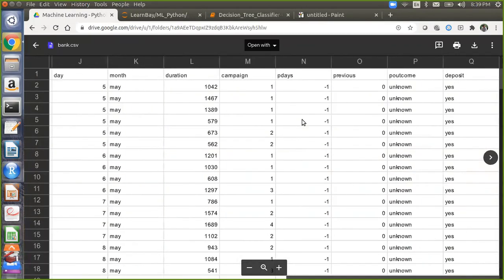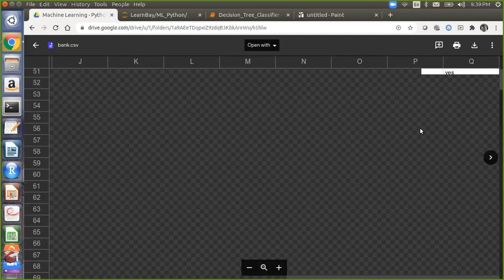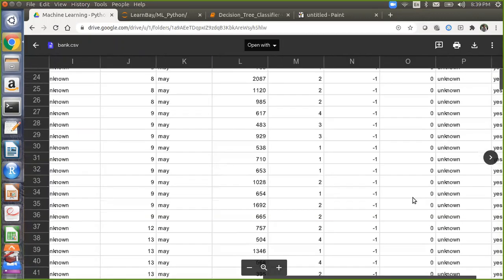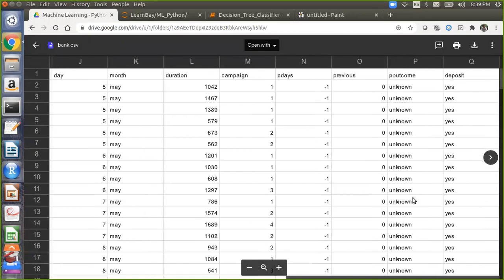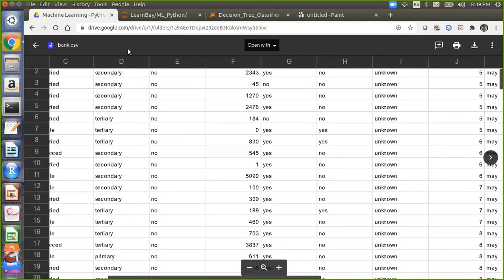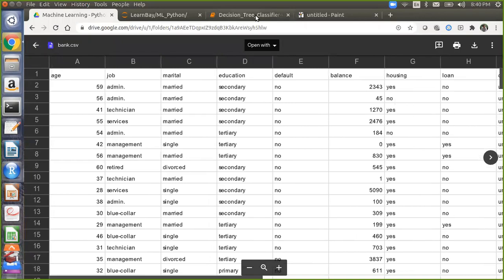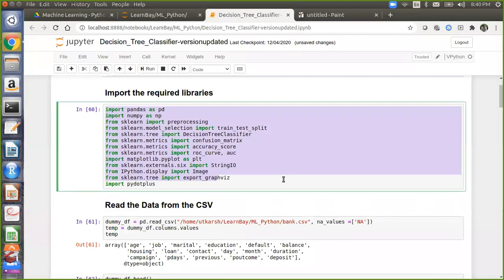Now you have to do some EDA and remove variables like p outcome. Most of the values in the p outcome column are unknown, so I will drop this column. You have to find out, by doing some sort of analysis, which particular columns you are going to use and which you are going to remove.